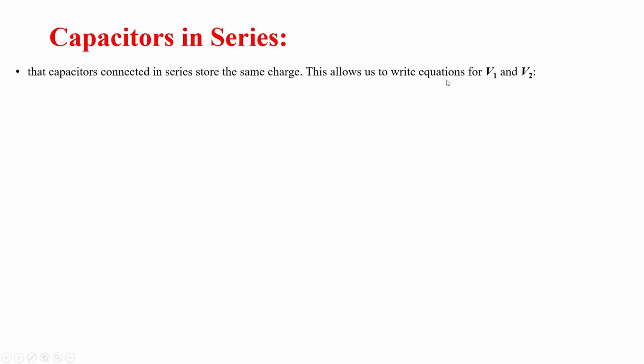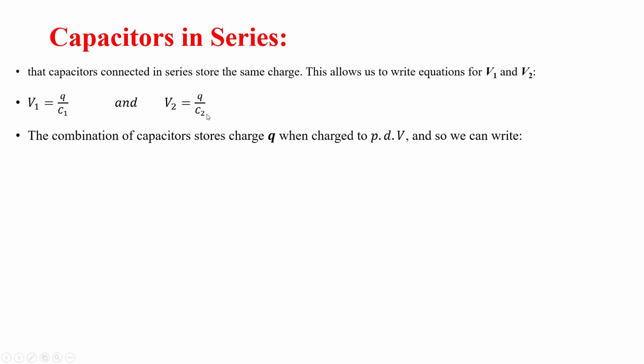This allows us to write the equation for voltage 1 and voltage 2. V1 is equal to Q over C1 and V2 is equal to Q over C2. The combination of capacitors stores charge when charged to a potential difference, so we can write V is equal to Q over C total.